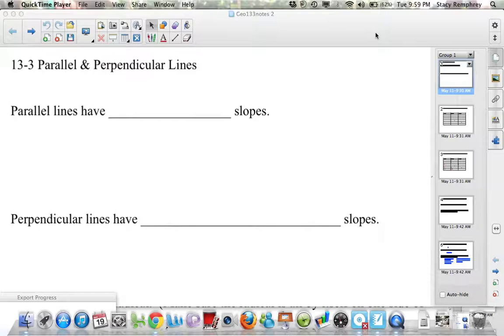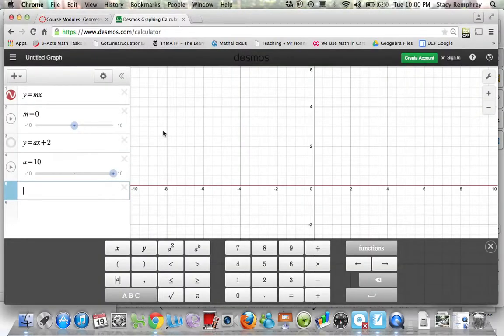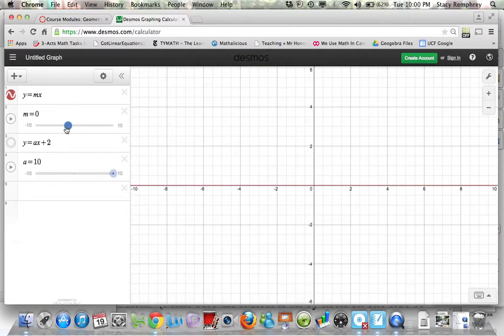This is 13.3, parallel and perpendicular lines. Parallel and perpendicular lines is not covered on the quiz that you're going to be taking tomorrow, but you should have these notes taken. This should be a review of what you did in Algebra 1, because I know Mr. Lewis and I did this last year with you. So when we look at parallel and perpendicular lines, I think you'll remember this.